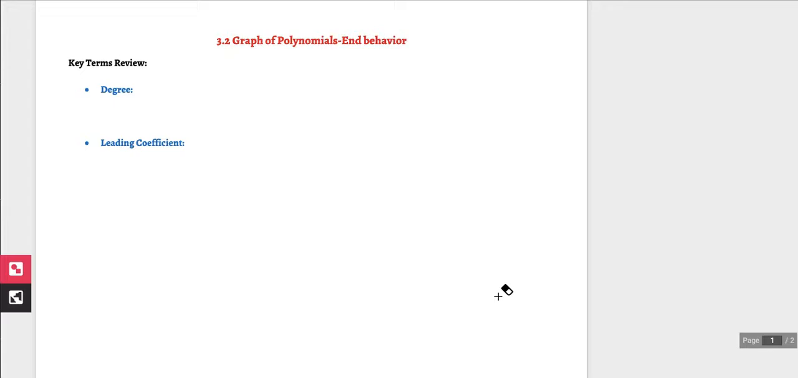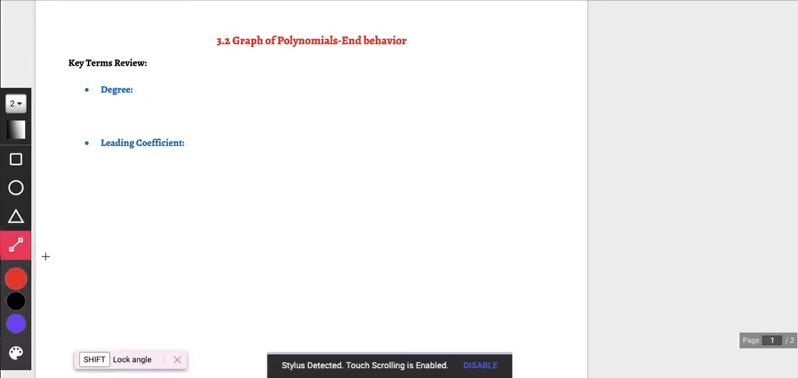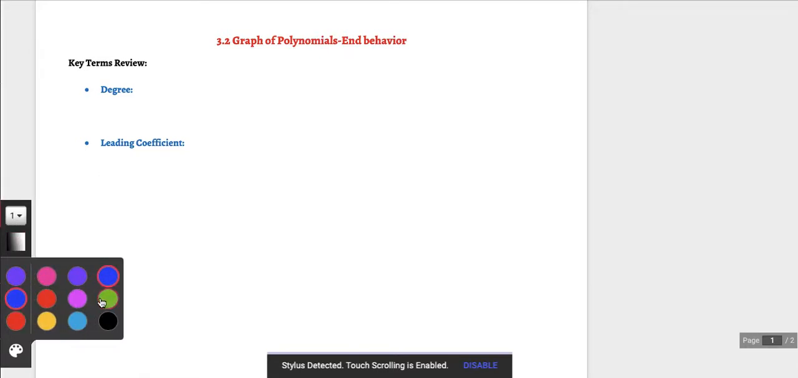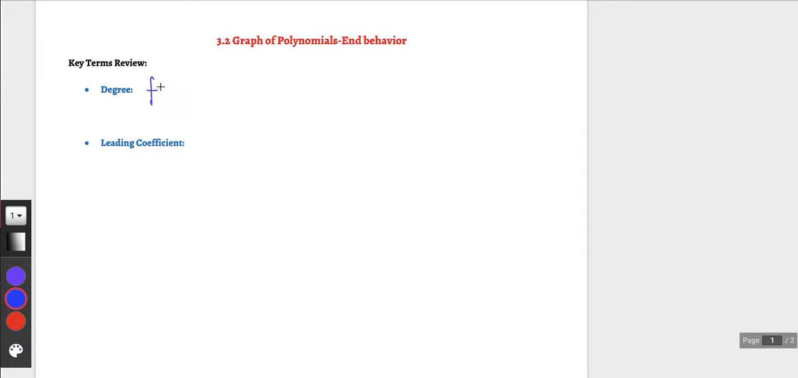But before we start the lesson, let's quickly review some key terms we mentioned before about the degree and the leading coefficient. So the degree is the highest exponent of the polynomial. For example, if we have a polynomial 3x to the fourth minus 3x to the third power plus 7x minus 9x squared minus 11, no matter how many terms we have here, we always look for the highest exponent. In this case it is 4, so the degree is 4 for this one.